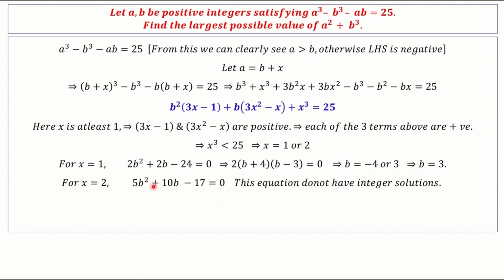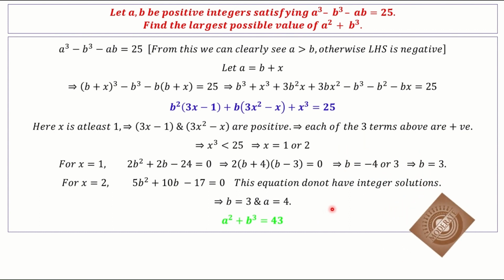For x equal to 2, 5b square plus 10b minus 17 equals 0. So you don't get any integer solution here. You can check the discriminant and find that out. So the only option is b equal to 3. Now just substitute b equal to 3 for x equal to 1, so a equal to 4. Now a square plus b cube equal to 43. This is a simple number theory question. Moderate, I would say, because you need to assume a few things here.